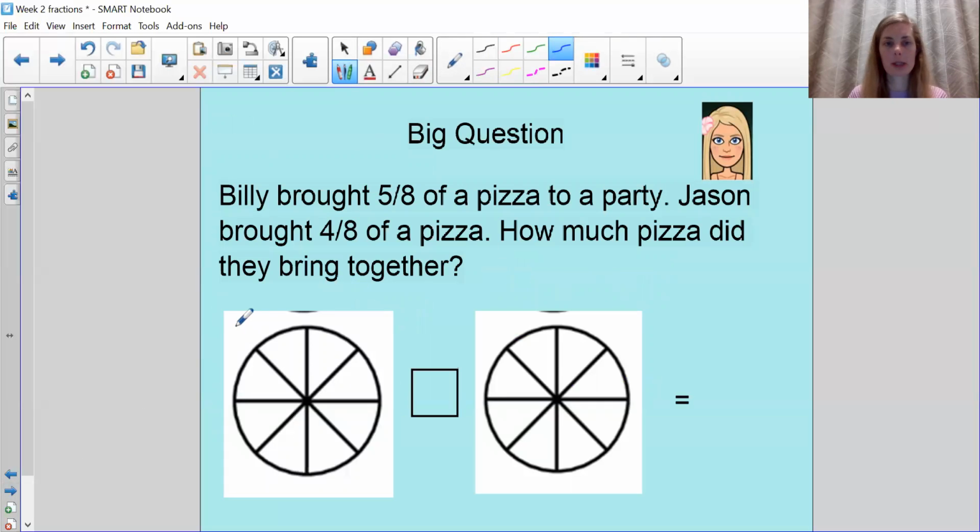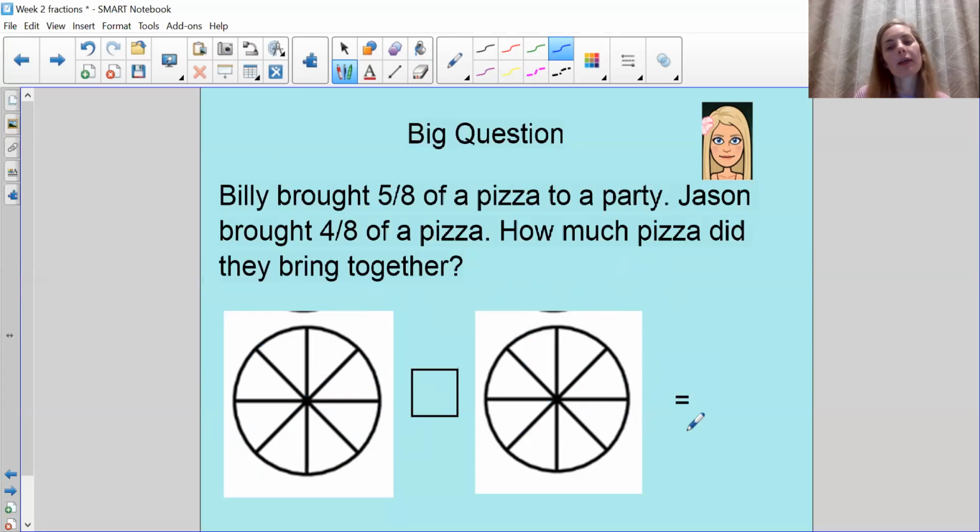So our big question for today, it says, Billy bought 5/8 of a pizza to a party. So imagine this is a pizza and he's bought 5/8. So on your piece of paper, you can either draw it out, okay? And color in 5/8 of this pizza. And Jason bought 4/8 of this pizza, and I want to know how much did they bring all together.